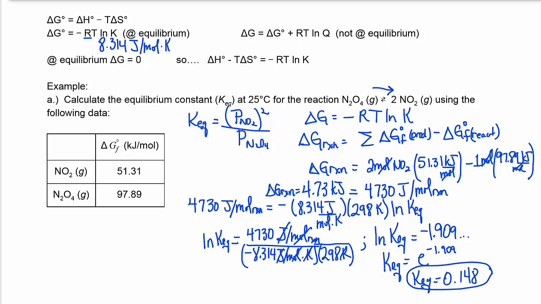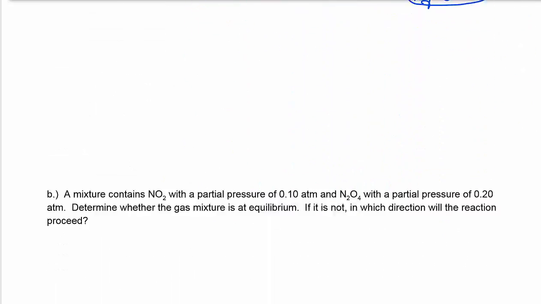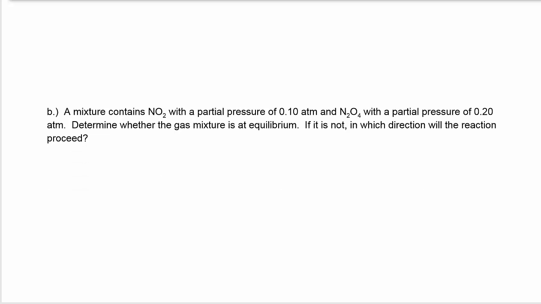Now let's do the second problem. Go ahead and pause the video and write this question down. It says a mixture contains nitrogen dioxide with a partial pressure of 0.1 atmospheres and N2O4 with a partial pressure of 0.2 atmospheres. Determine whether the gas mixture is at equilibrium. If it is not, in which direction will the reaction proceed?